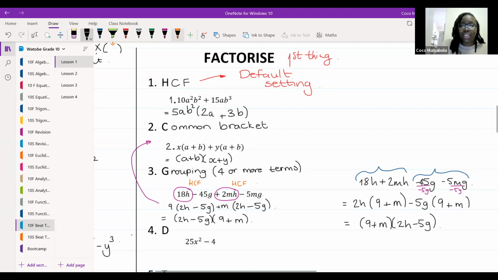Do you guys see how we've made it to the same conclusion? It's just that my bracket has 2H minus 5G first, and then the 9 plus M. Your guys' one has just been switched around. Same answer. You guys see that? Give me a thumbs up if that makes sense. It is, Amkhalang, it's magic. Okay, so you can do it either way. You can do the first way or the second way. You will get your mark either way.